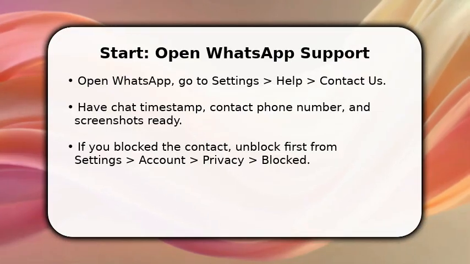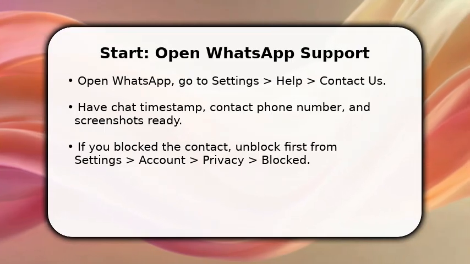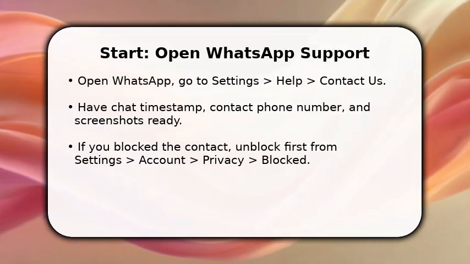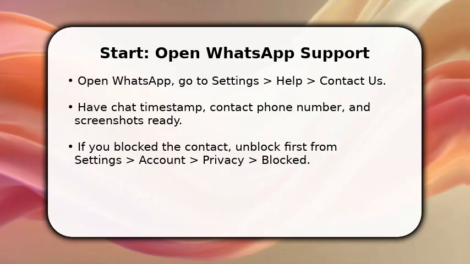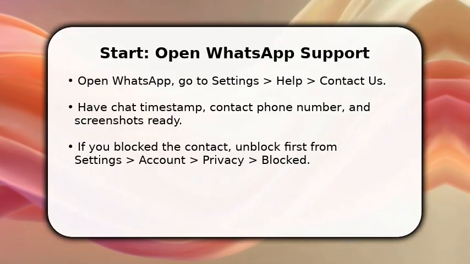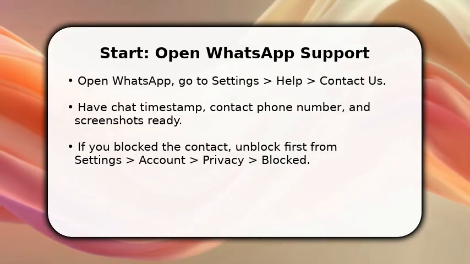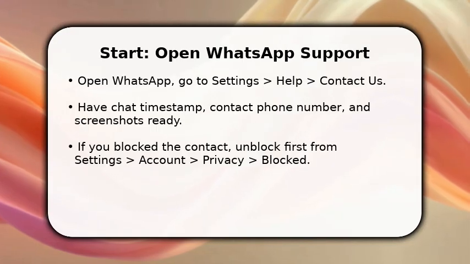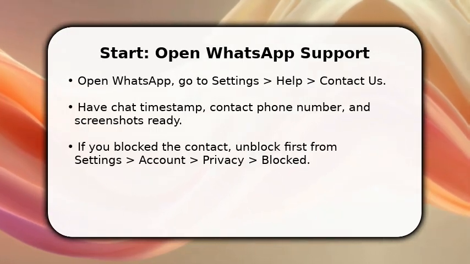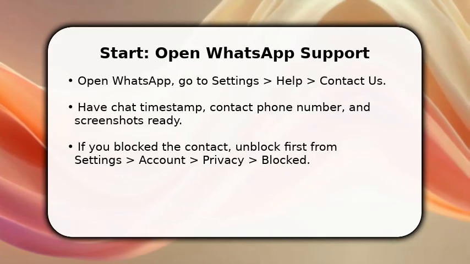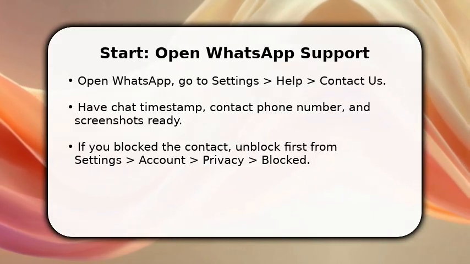You start by opening WhatsApp and going straight to Settings, Help, Contact Us. This is where you can request a change. Once done, gather the chat timestamp, the phone number of the reported contact, and clear screenshots so support can match records. Make sure to unblock the contact if you block them immediately after reporting. Unblocking avoids confusion and shows you want the issue reversed.